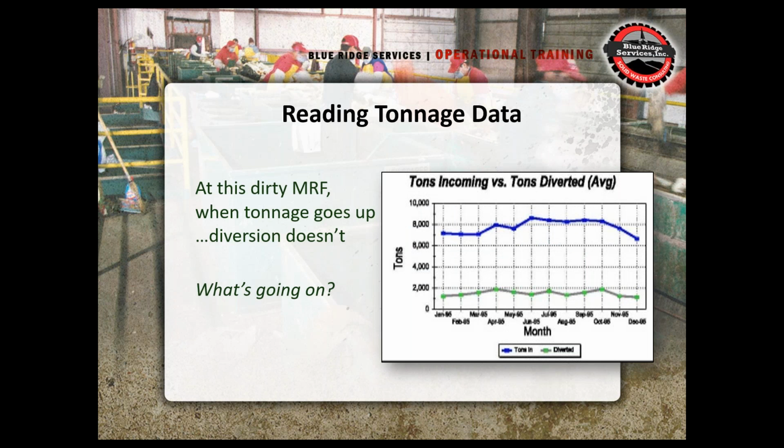Here's another bit of data. This is a screenshot, so it's not very clean, but what it shows is that as the tons increase, so the blue line at the top shows how tonnage changed coming into a dirty MRF. Tonnage increased starting in April, dipped a little bit in May, but June, July, August, September, the tonnage was higher than average. But we look at the diversion down below, and it didn't mirror that. More tonnage came in, diversion in some cases actually dropped.